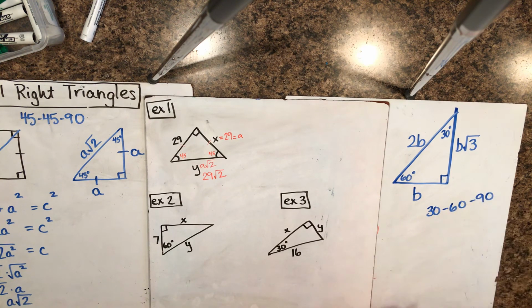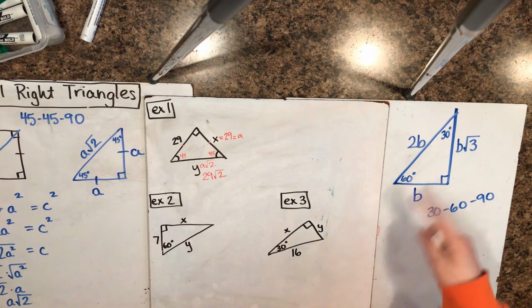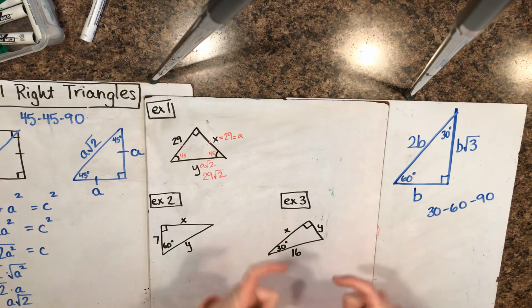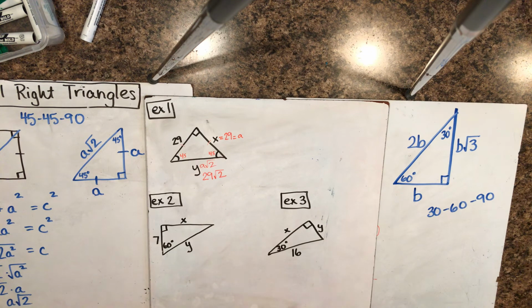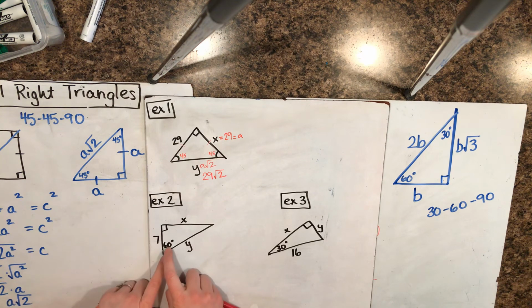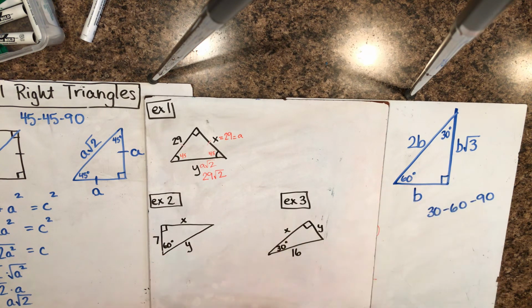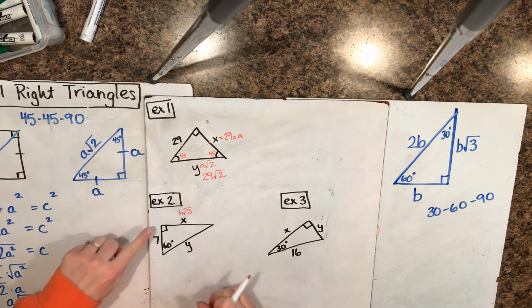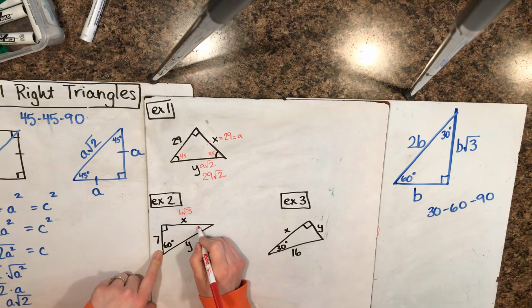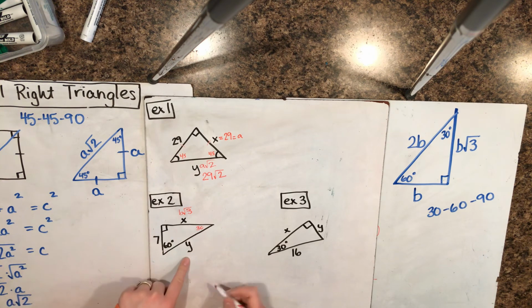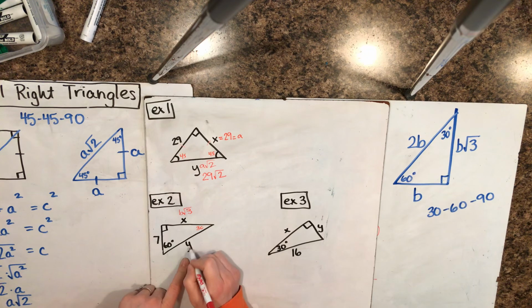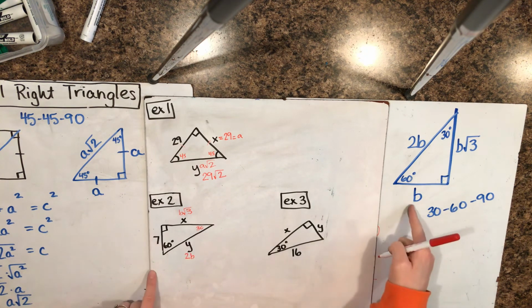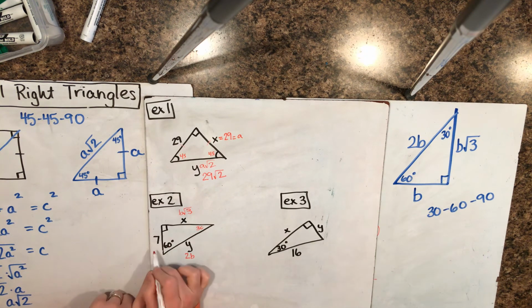30, 60, 90. So if I look at example number 2, I can't just rotate this around because then I'd have to flip my board. This is where I really like to have an index card or something. But what I can do here is I can say, okay, if this is 60 degrees, what is across from 60 degrees? That is b times the square root of 3. If I know this is 90 and I know this is 60, it has to be 30. The hypotenuse across from the right angle is 2b. And the short leg, the one across from 30 degrees, is b.